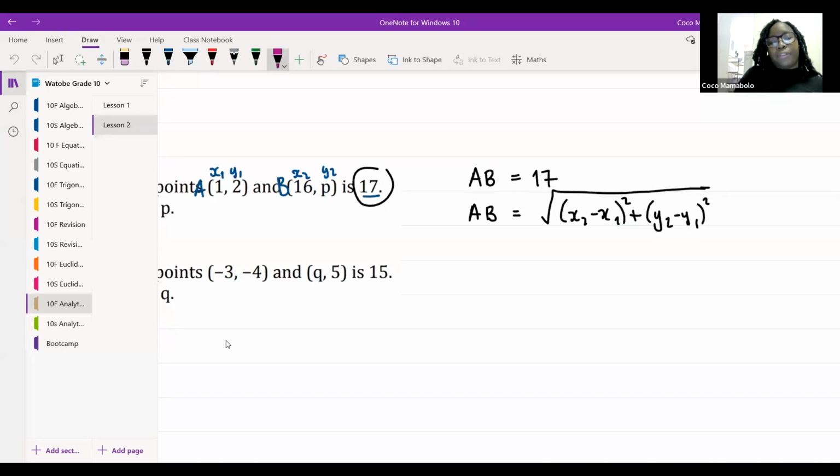I'm not sure about that answer, but let's go ahead and see if you get that, because what you're supposed to find is 2 answers for P. All right. I know that AB is equal to 17, so I'm going to replace this part of my equation with 17.